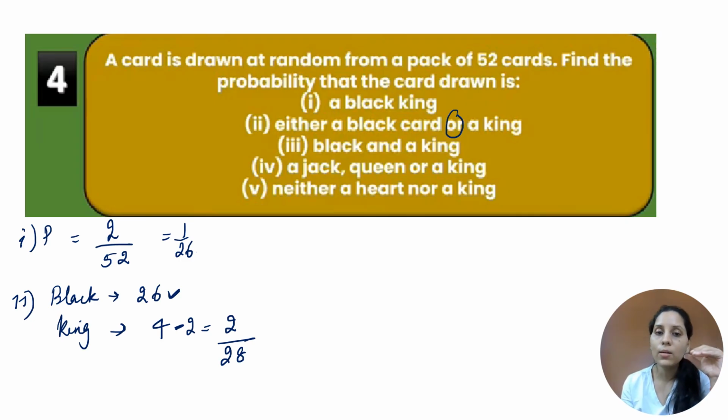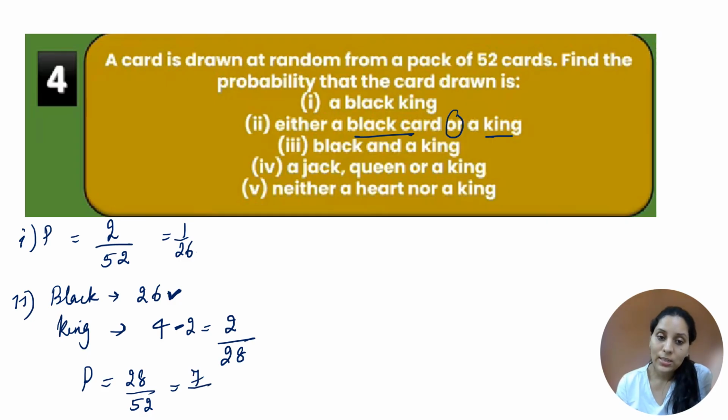I hope this is clear. Black card, which is 26, or a king. Kings are 4. But in these 4 kings, you have 2 red and 2 black, out of which 2 blacks are already counted in these 26. You cannot count it twice. So which is why I have subtracted 2. So 26 plus 2, 28. So probability is going to be 28 by 52. So if I simplify, 4 sevens are 28, 4 13s are 52. So 7 by 13. I hope this is clear and not confusing.